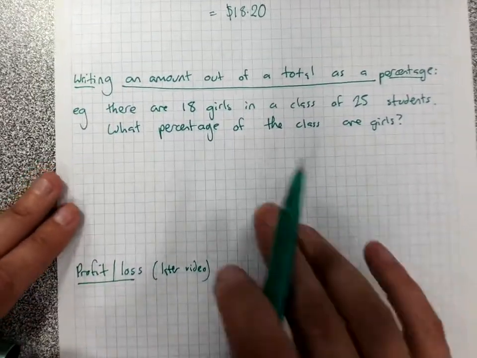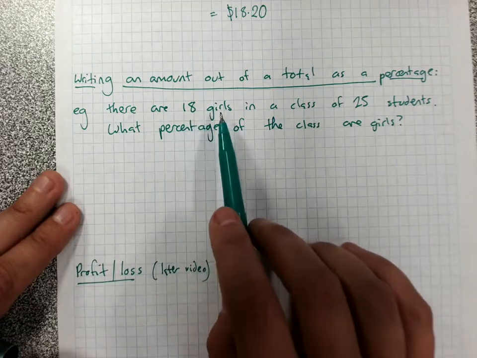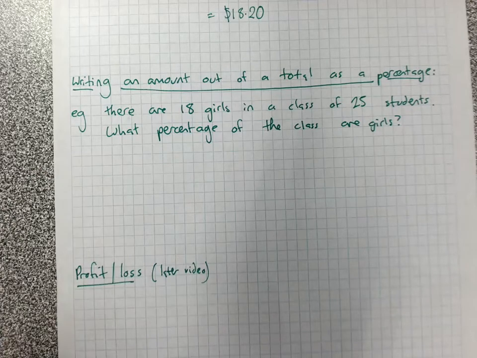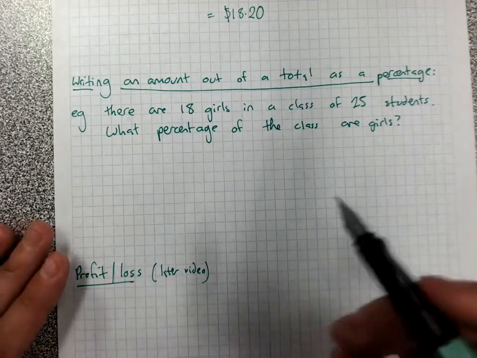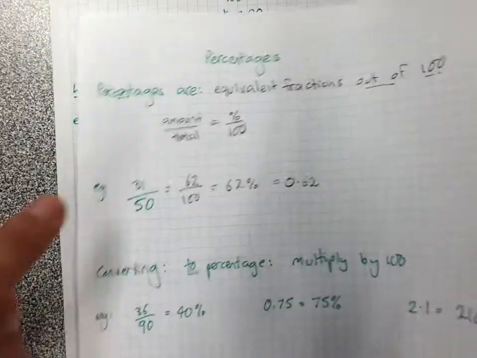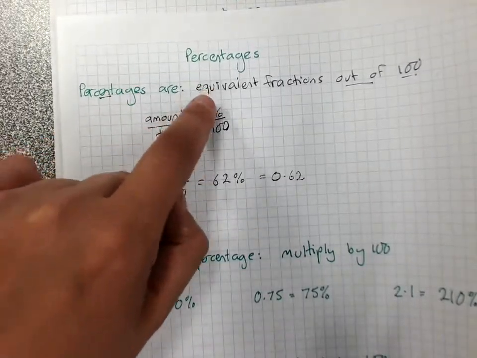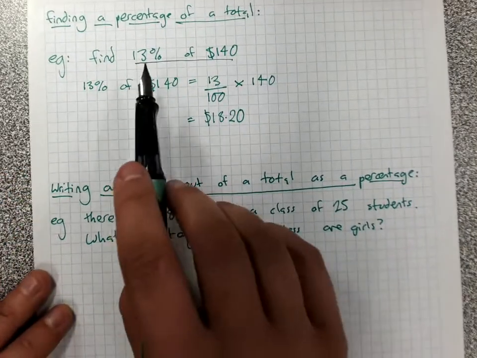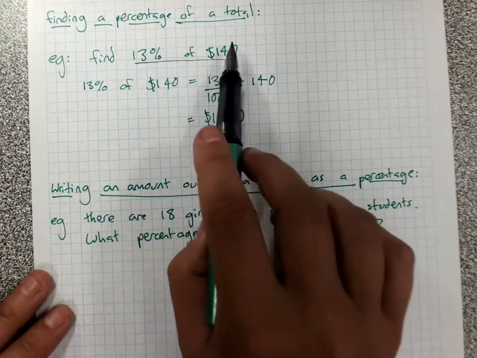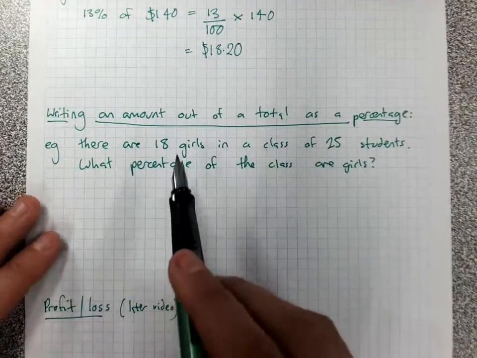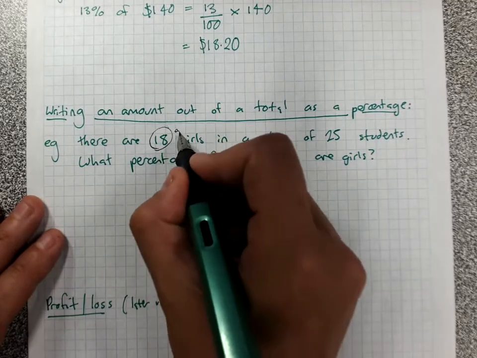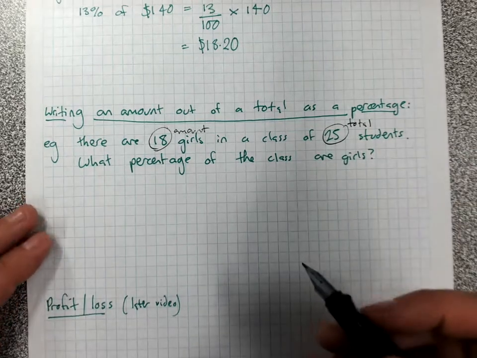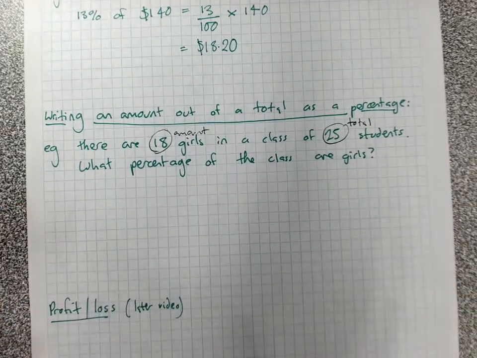Writing an amount out of a total as a percentage. So if there are 18 girls in a class of 25 students, what percentage of the class are girls? Here, and in any percentage question, remember, percentages come back to an amount out of a total is a percentage out of 100. So here, they're giving us the percentage that they want out of the total, and we needed to find the amount. Here, they've told us the amount and the total, and they want us to find what percentage that is. So we write it as a fraction.